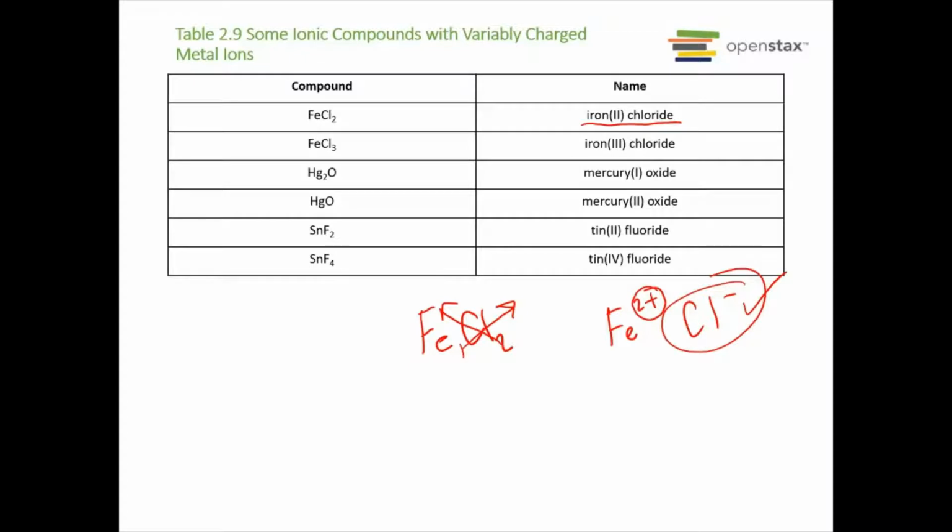FeCl3, on the other hand, is iron(III) chloride, because we have three -1s, which means this iron needs to be a +3 to cancel out those chlorines.